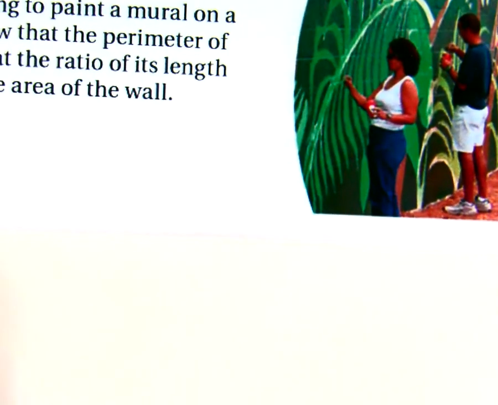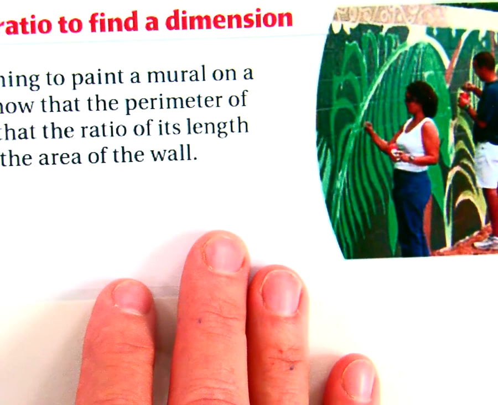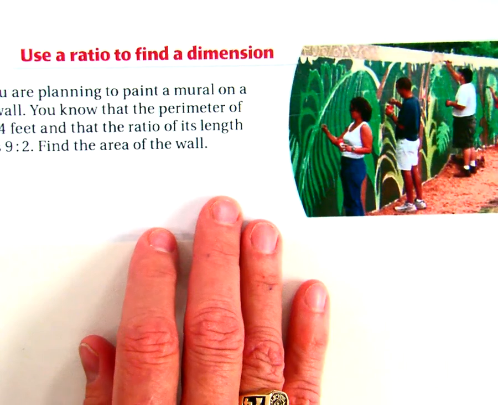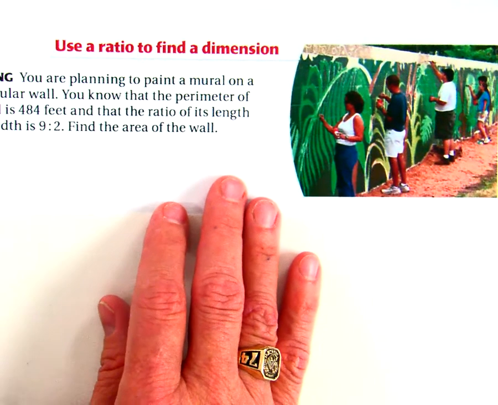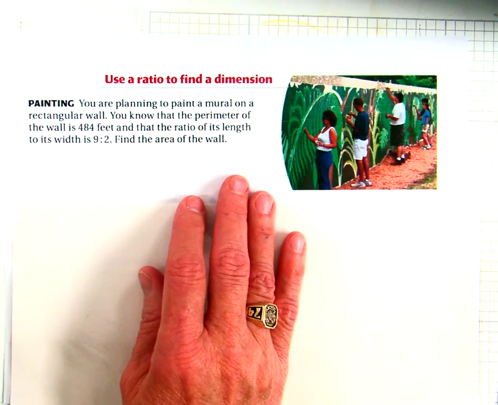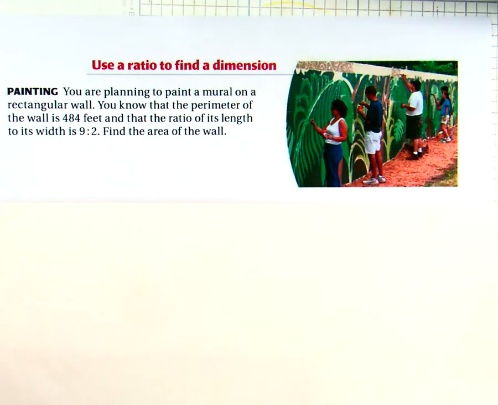Let's work on a problem here. Using a ratio to find a dimension. You're planning to paint a mural on a rectangular wall. You know that the perimeter of the wall is 484 feet and the ratio of its length to its width is 9:2. Find the area of the wall.